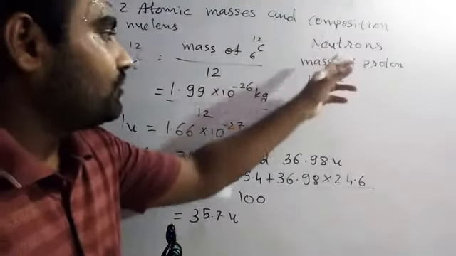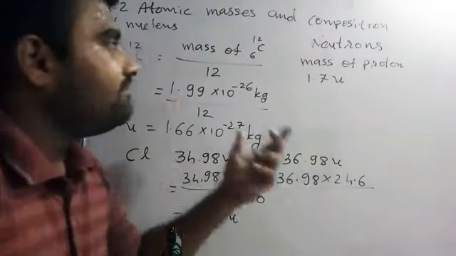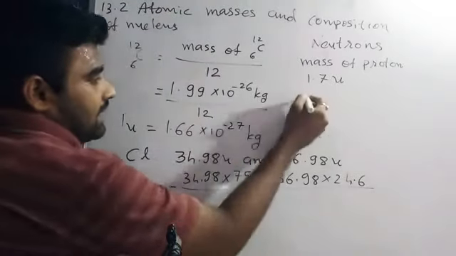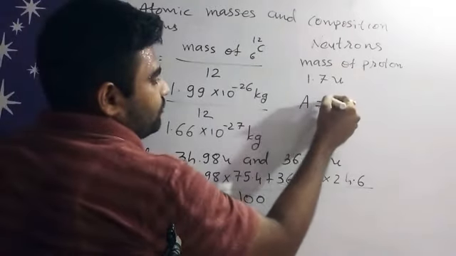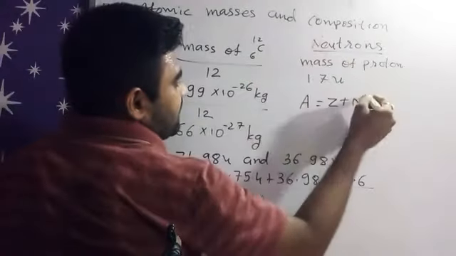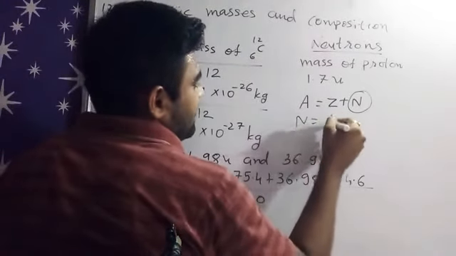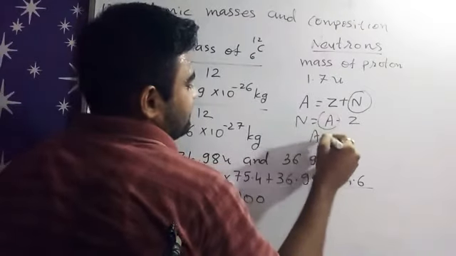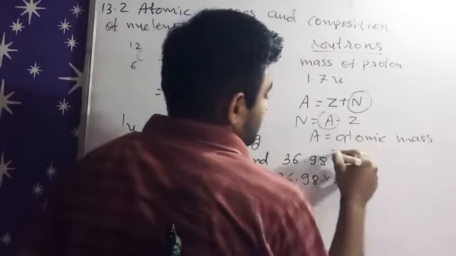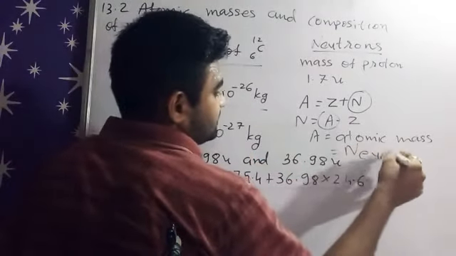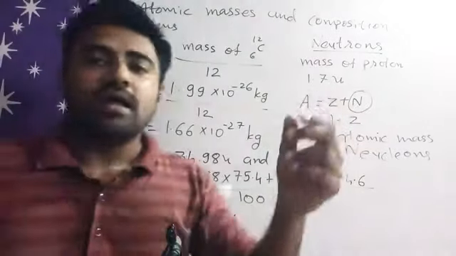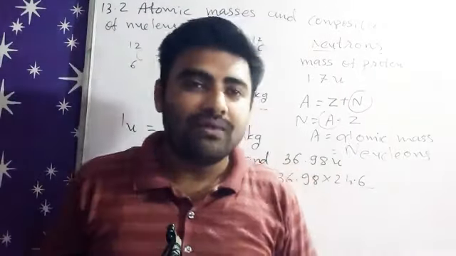So how can we find the number of neutrons? The formula is capital A equals Z plus N. We can find the neutron number by this formula: N equals A minus Z. Here A is our atomic mass, which we can also call the nucleon number. A is the sum of the atomic number and the neutron number.